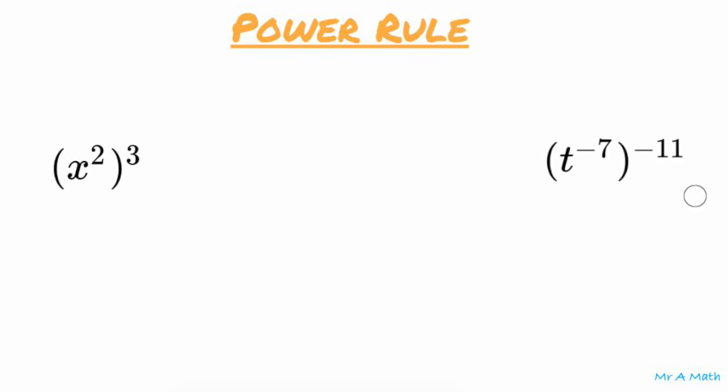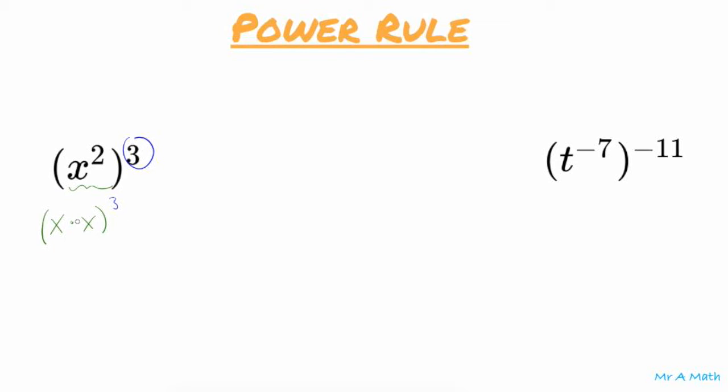Hey guys, so today we're going to be looking at a rule called the power rule. So if I have x to the second power to the third power, let's think about what x to the second power really means right here. So x to the second power is just x times x, right? The second power means you multiply it by itself twice. And then we're going to take it to the third power though, and we're going to ask, well, what does that mean? Well, x to the third power is just x times itself 3 times.